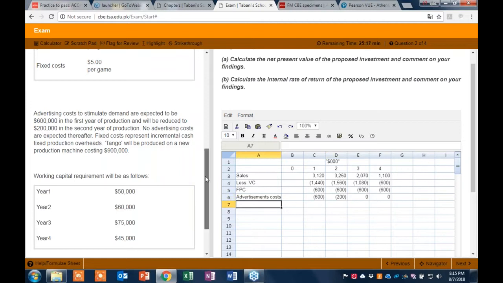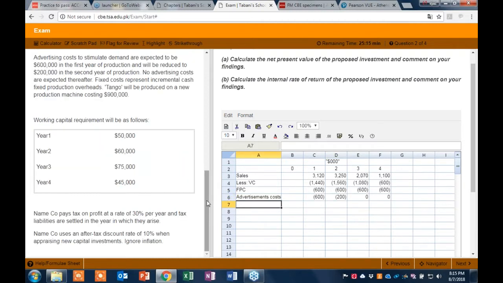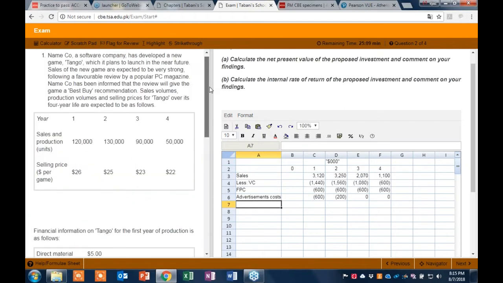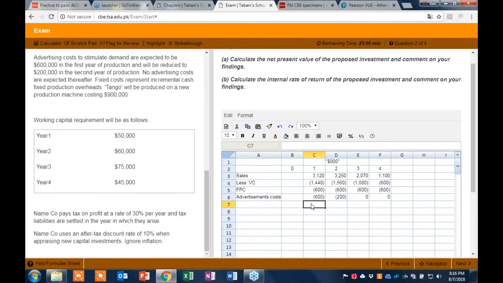And do we have any other operating cash flow which we should be incorporating before the tax? No, we don't have any other tax allowable expenditures, so we'll just calculate the pre-tax cash flows. Sum from top to bottom, 480, and we'll copy paste all these values. So we're done with the pre-tax cash flows.